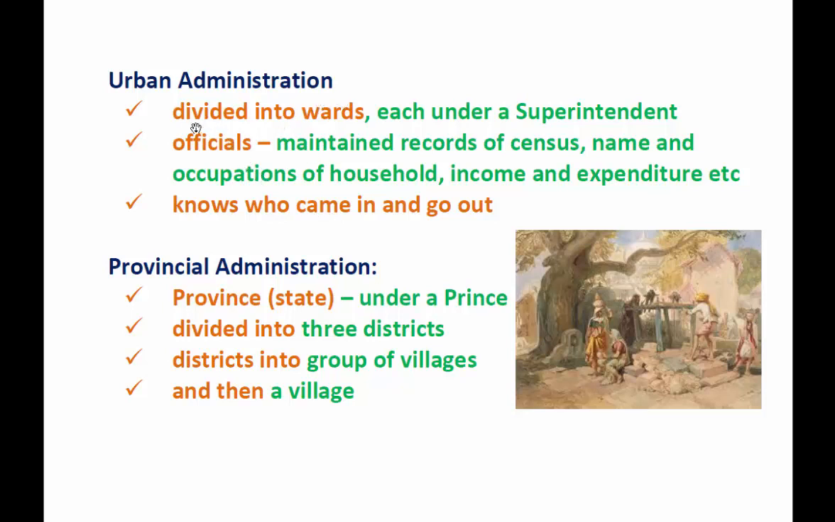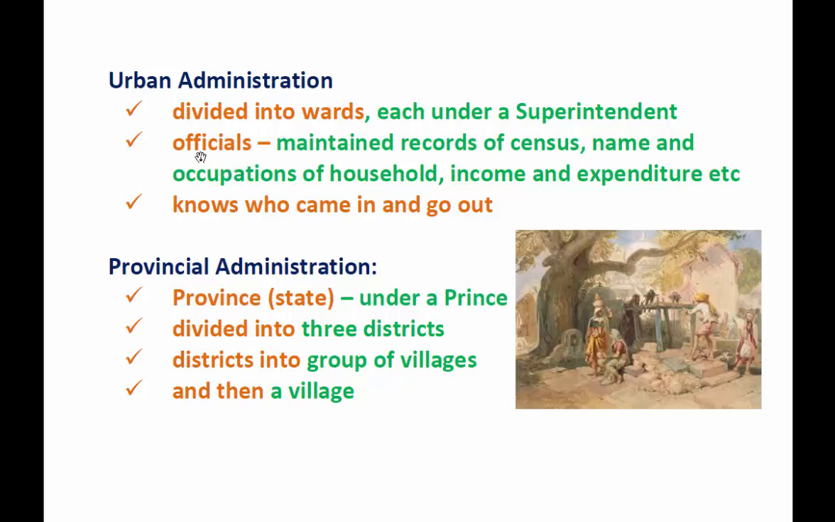Urban areas were divided into wards, like municipality wards, or like what we call a Kendra or something like that. Each ward was charged under a superintendent. The SP of Manipur is nothing but the superintendent of police. You understand? So during the time of the Mauryans, they had superintendents and other officials appointed by the royal court.